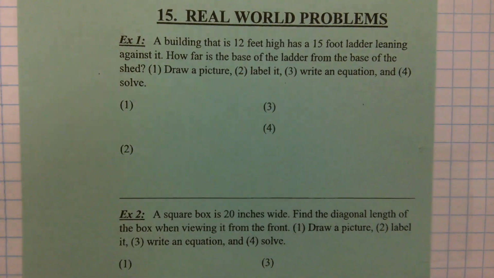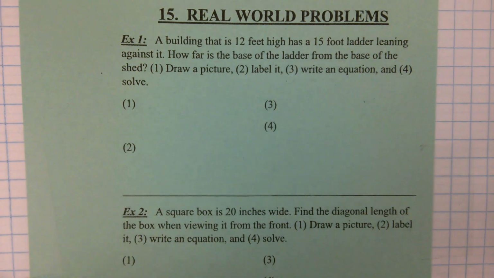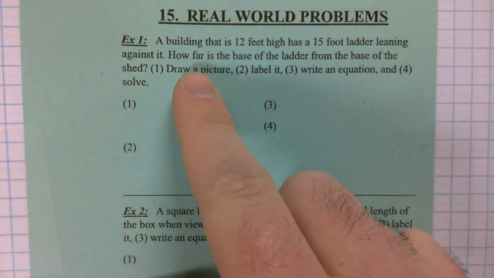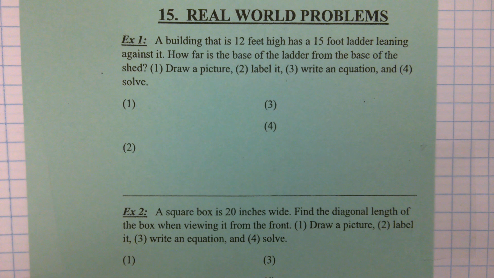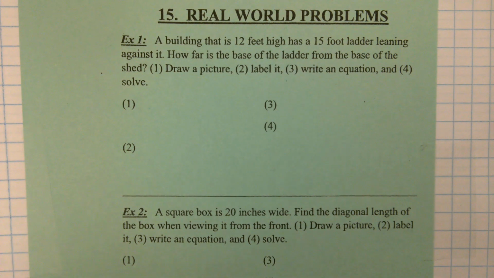All right. So example 1, can I get a volunteer to read this out for everyone real quick? Go ahead, Darius. A building that is 12 feet high has a 15-foot ladder leaning against it. How far is the base of the ladder from the base of the shed? Number 1, draw a picture. Number 2, label it. Number 3, write the equation. Number 4, solve. Perfect. Thank you very much.